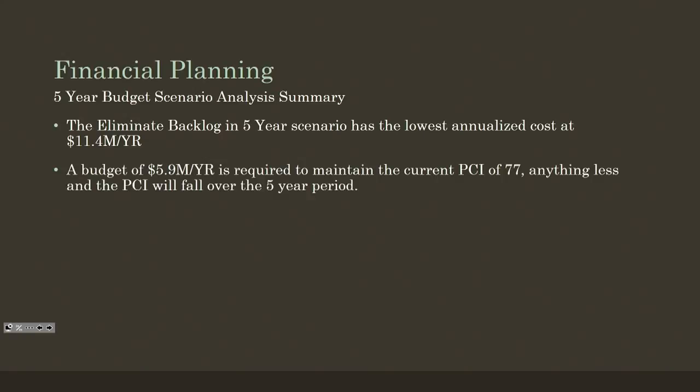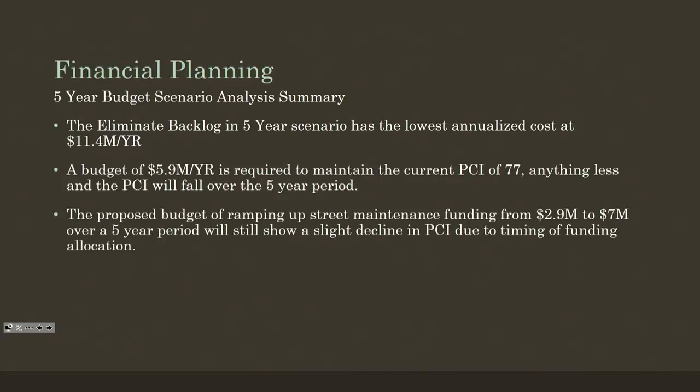We need a budget of $5.9 million per year to maintain the pavement conditions that we have today. Anything less, and our pavement conditions will start to fall. Our proposed budget of ramping up street maintenance over the next 5 years will have an impact. It will increase our pavement condition index, but not to the level of ramping up the street funding today, just because of that lost time.